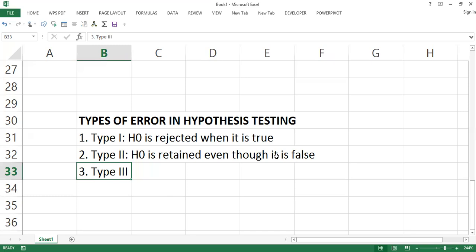Okay. Type 2 is the opposite of that. The person has, and you say the person doesn't have. You say they are opposite. Yes.